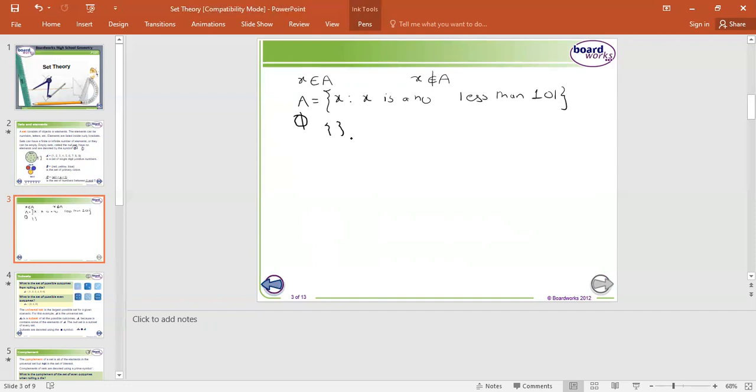This set A is an empty set because there is no natural number whose square is negative. So next we will see the singleton set. A singleton set is a set that contains only one element. Empty sets have no elements. Singleton sets have only one element.